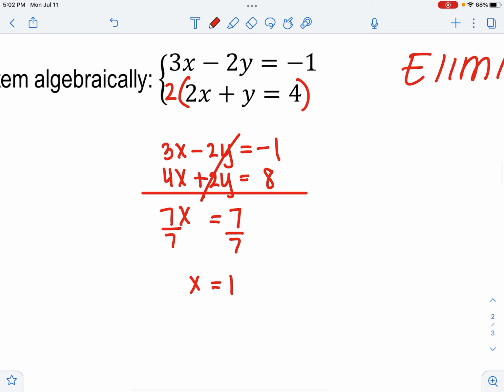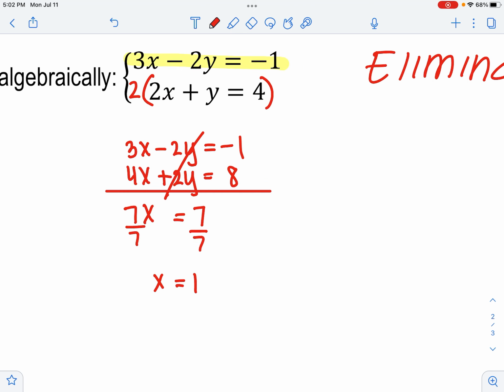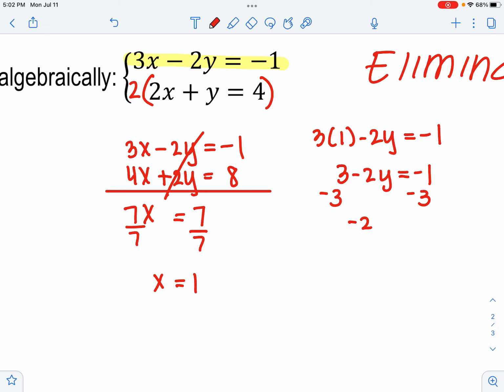So you can go back to your original. You can use either equation, plug in your x, and get your y. I'm going to plug it into the first equation. 3 times 1 minus 2y equals negative 1. 3 minus 2y equals negative 1. Subtract 3 from both sides. Negative 2y equals negative 4. Divide by negative 2, and I have y equals 2.